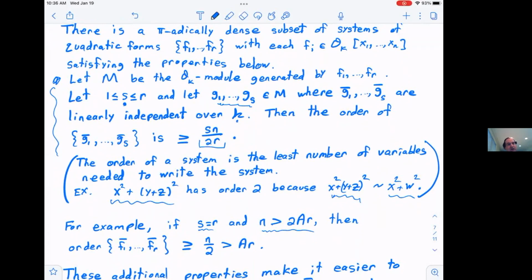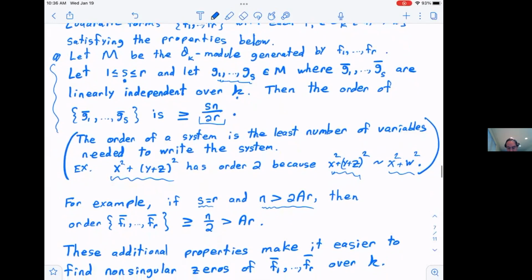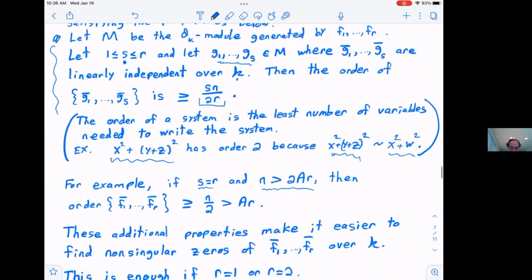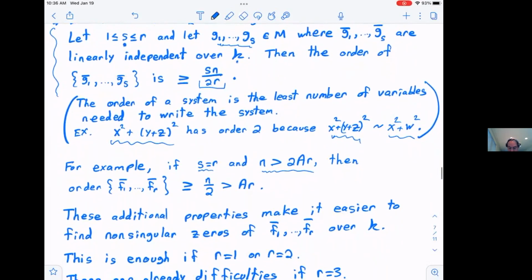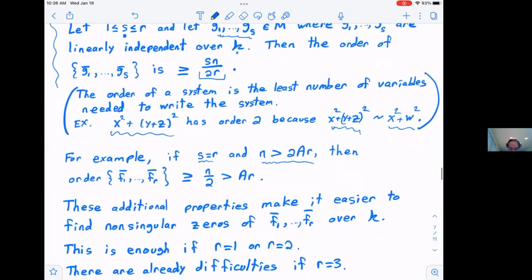So in other words, when I reduce the system of quadratic forms mod pi, it's possible that every coefficient is divisible by pi, right? And when you reduce mod pi, everything collapses to 0. Well, what we're saying is I can restrict to a dense subset of systems of quadratic forms so that when I reduce mod pi, I do not lose too many variables. Okay, these additional properties make it easier to find non-singular zeros of F1 bar through FR bar over K.